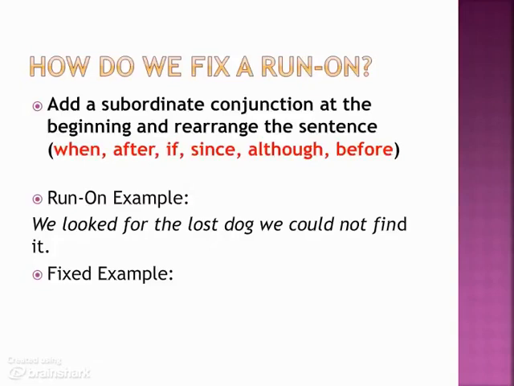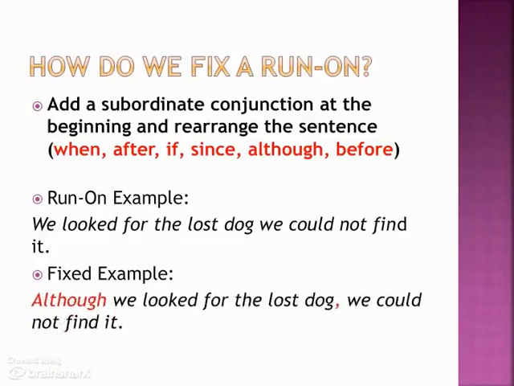Here's a run-on example. We looked for the lost dog, we could not find it. Here's how we fix that run-on with a subordinate conjunction. Although we looked for the lost dog, comma, we could not find it. So notice all we did was add a subordinate conjunction and a comma, because we always have to have a comma when you start a sentence with a subordinate conjunction.